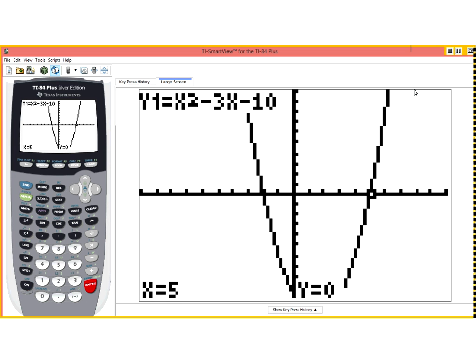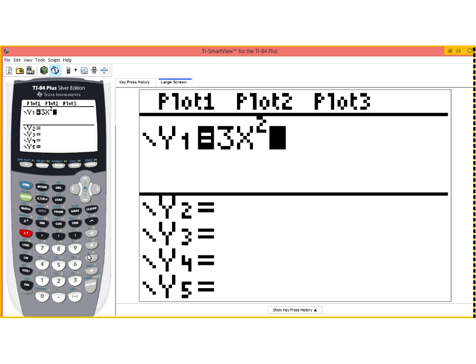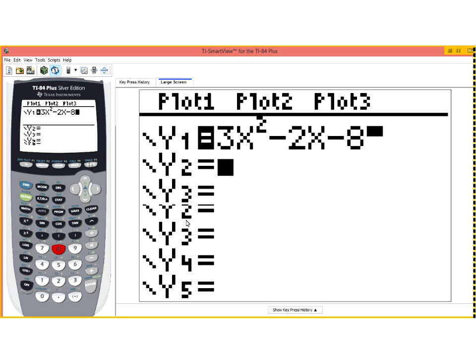And we should check. So clear, put in our new equation, 3x squared. Now I'm going to go ahead and put in the 8 on the other side. So 3x squared minus 2x minus 8. And graph that.